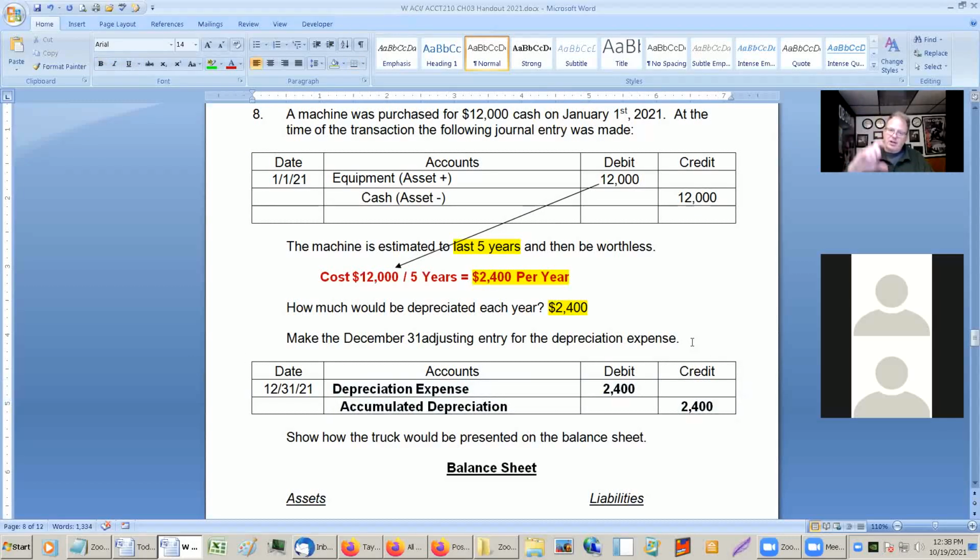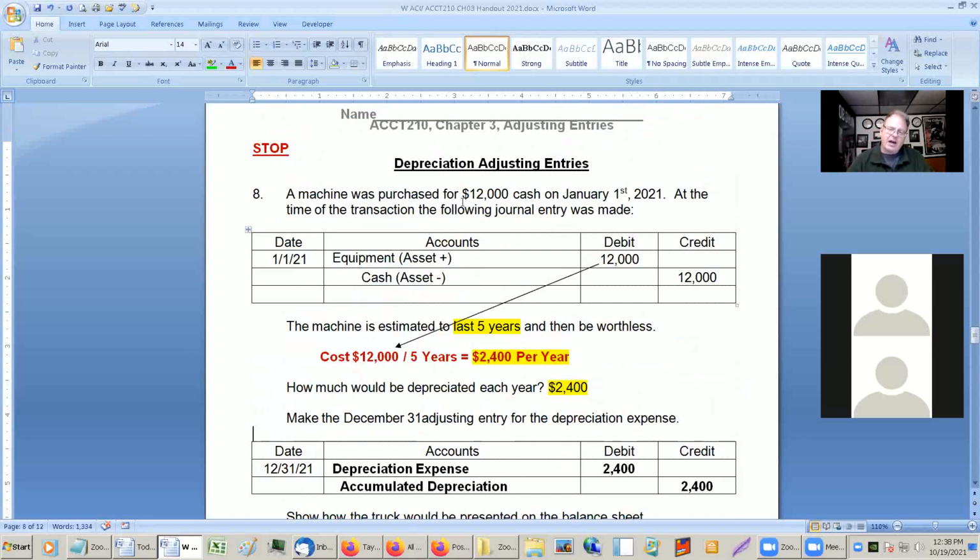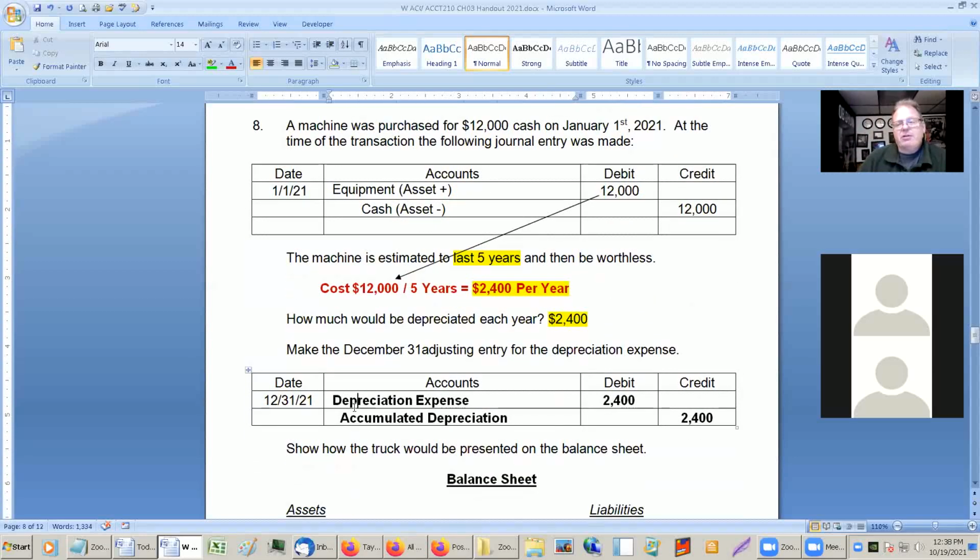And we're going to do that every single year. Well, this is the first year, so the following 4 years we'll do this same journal entry. Same amount too, 2,400. This accumulated depreciation is a contra account. It's going to go against the equipment.